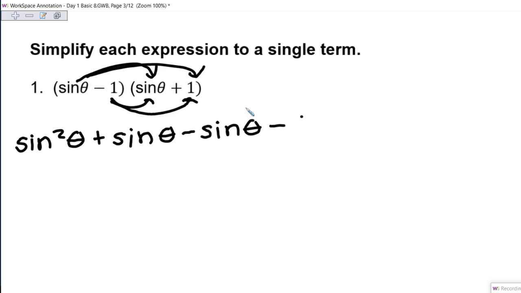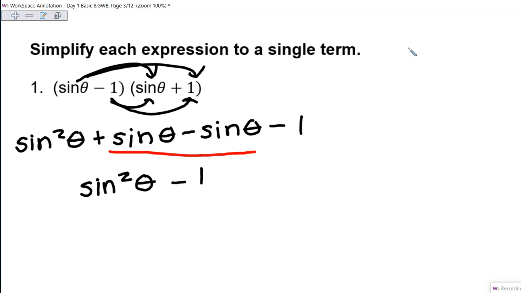Now, is my answer a single term? No, so I need to combine like terms. What do you notice right here? Those cancel. Positive sine of theta, negative sine of theta, that's a zero pair. So what's left over is sine squared of theta minus 1. Do I have just a single term? No. How many terms is this? 2. So I have to keep going. Notice I have a 1 with a term that is squared. So this is probably a derivative of the Pythagorean identity. Sine squared plus cosine squared equals 1.